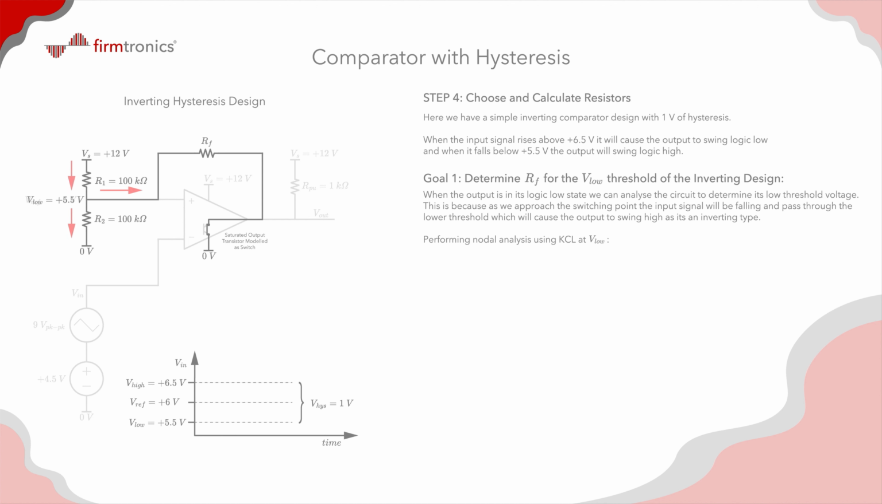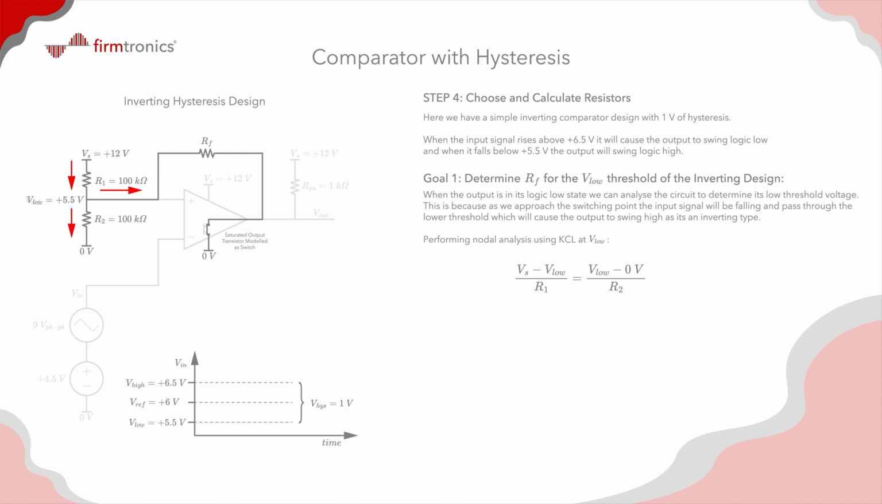Performing nodal analysis using Kirchhoff's current law at V sub low, it makes sense to draw the arrow down from the 12 volt supply, as that's the highest point of potential in the circuit, and then the current will split at the node. So let's start by deriving the left hand side of the equation, which is the current through R sub 1. So we have V sub S minus V sub low divided by R sub 1, and that'll equal V sub low minus 0 volts divided by R sub 2.